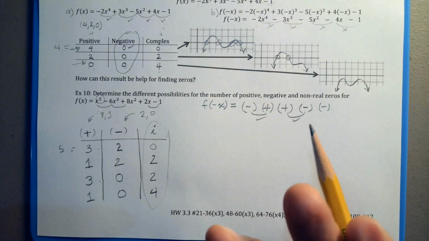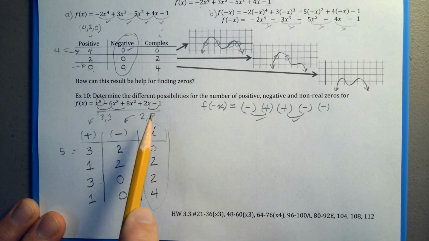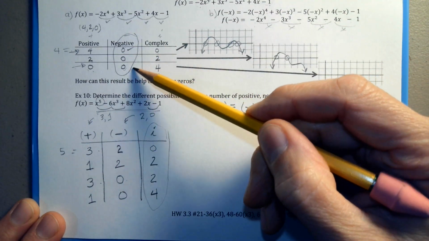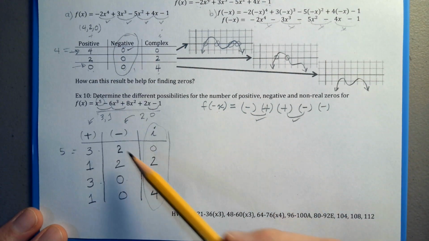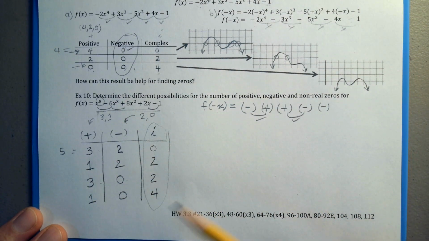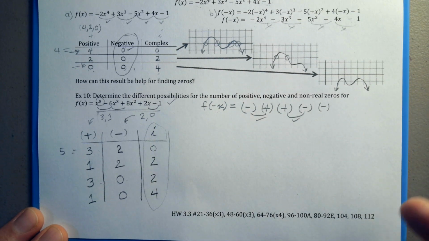So this one maybe is a little less helpful. Using Descartes' rule of signs for this problem is a little less helpful. Up here, for example, we knew there were no negatives at least. Here, there are a lot of combinations. So for this particular problem, Descartes' rule of signs isn't as helpful.